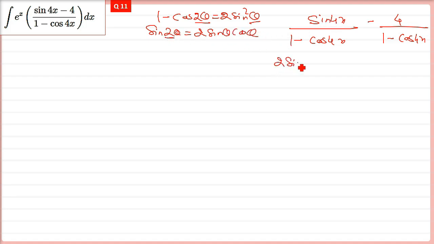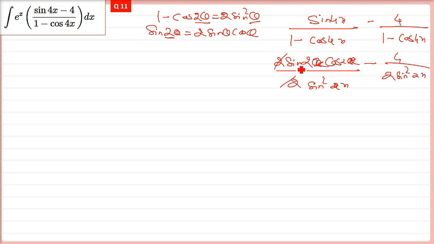Now what is sin 4x? It will be 2 sin 2x cos 2x. You can use theta or x, because we are dealing with x, so let's keep it as x only. 1 minus cos 2 theta will be 2 sin square theta, so 1 minus cos 4x will be 2 sin square 2x. Minus 4 divided by 1 minus cos 4x is again 2 sin square 2x. Now you can cancel these two. Sine gets cancelled. Cos by sine is cot. It will be cot 2x.